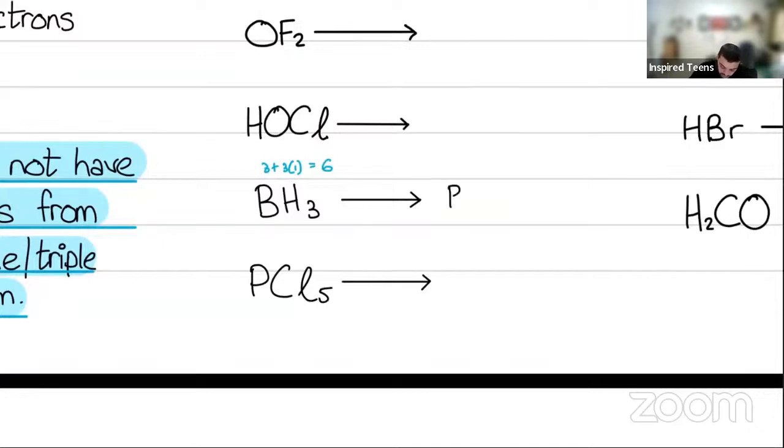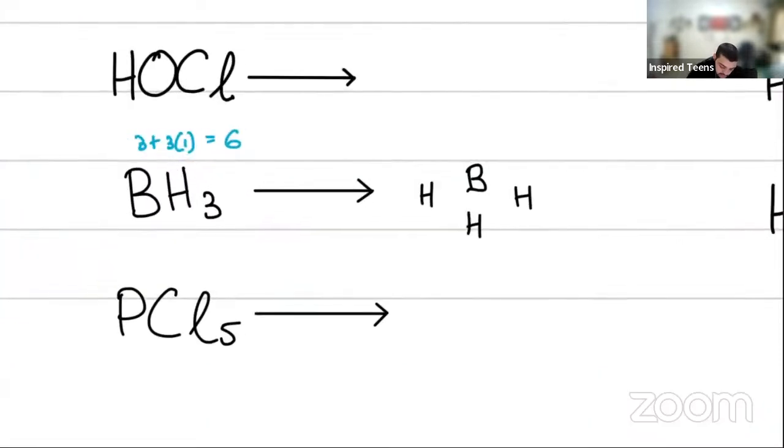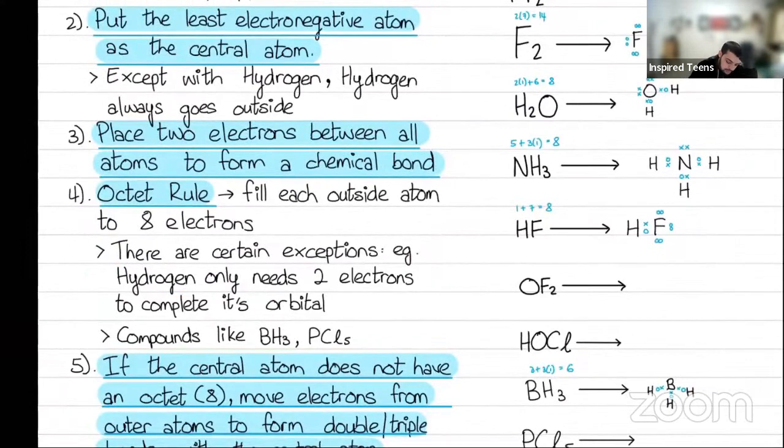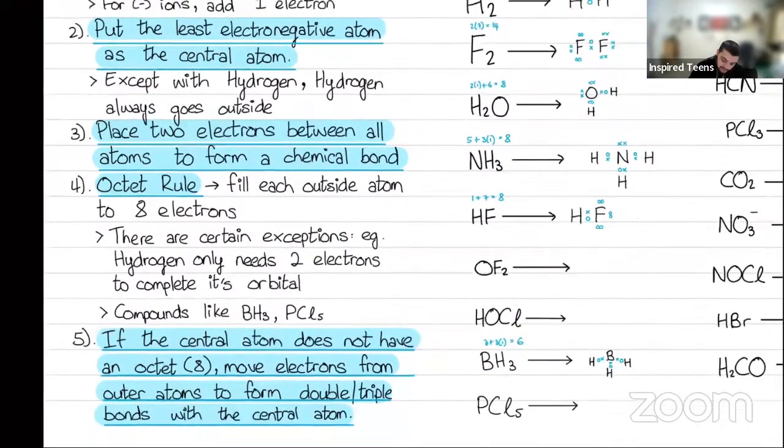Hydrogen always goes on the outside. So B, H3. Then it says form a bond between each atom. Once you form the bond between each atom, place 2 electrons to form a chemical bond. Octet rule, fill each outside atom to 8 electrons. There are certain exceptions. Hydrogen only needs 2. And compounds like BH3, so we're actually dealing with one of the exceptions.